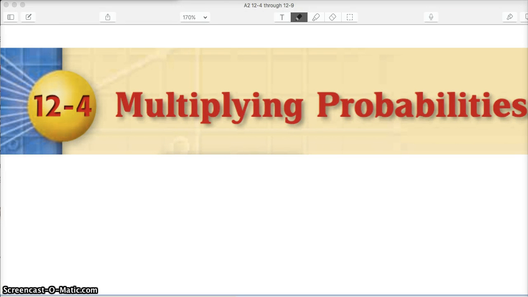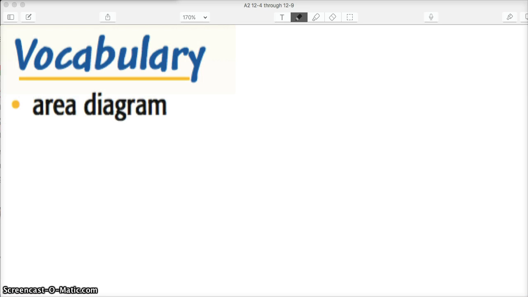We're looking at Section 12.4. We're going to be multiplying probabilities. The only vocabulary phrase we have today is area diagram. And what we're going to talk about is how we can look at the probability of two independent things and an area diagram that will relate the two.